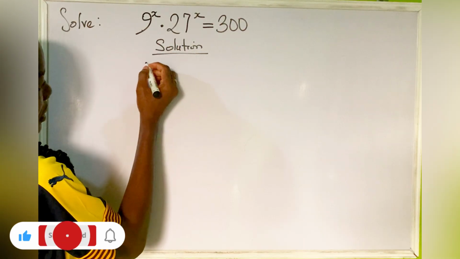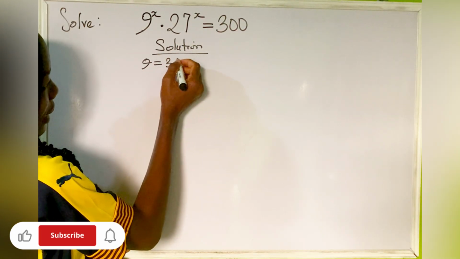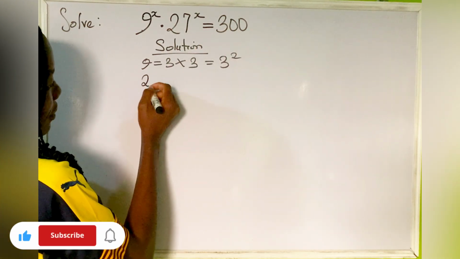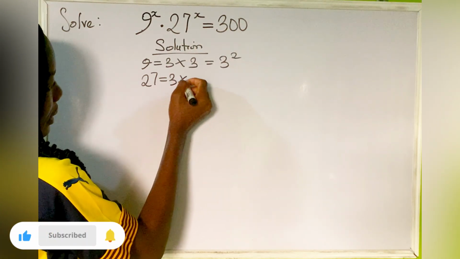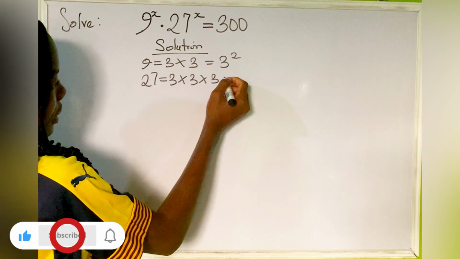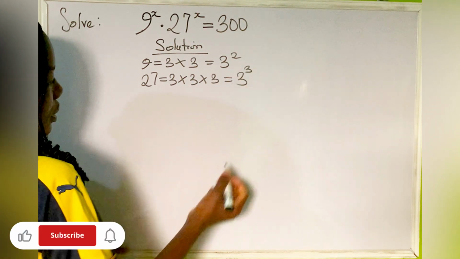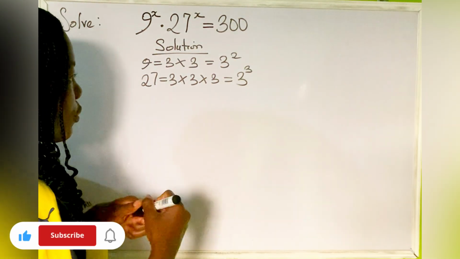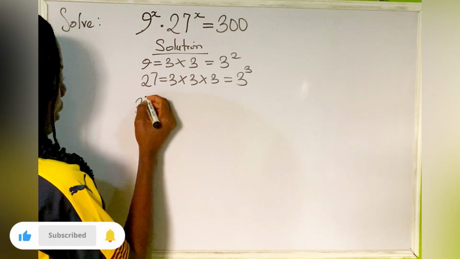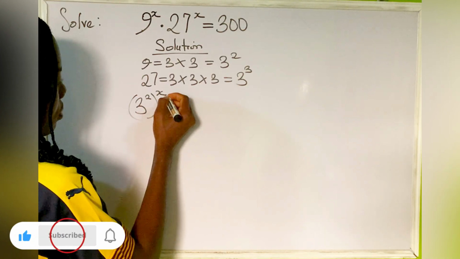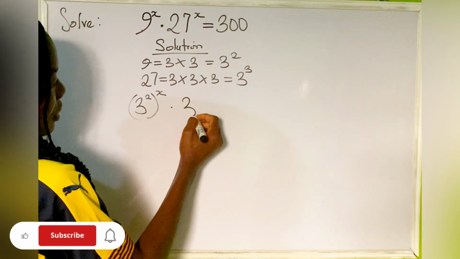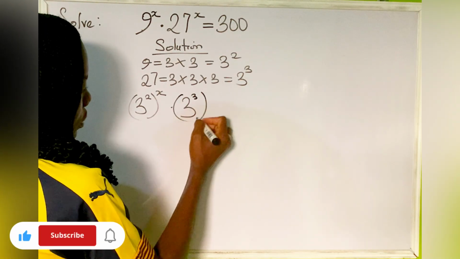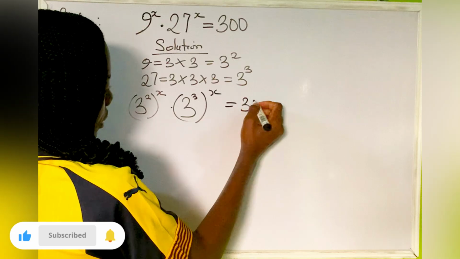9 can be written as 3 multiplied by 3, right? That's going to give you 3 squared. And 27 would be 3 multiplied by 3 multiplied by 3, and that is 3 to the power of 3. So now let's rewrite 9 as 3 squared. So we have 3 squared, to the power of x, multiplied by 3 to the power of 3, which is 27, raised to power x, is equal to 300.